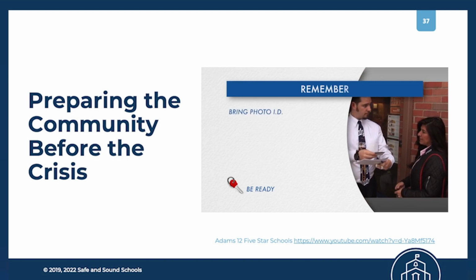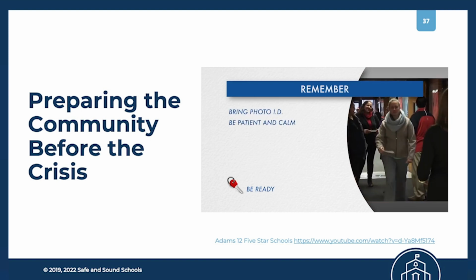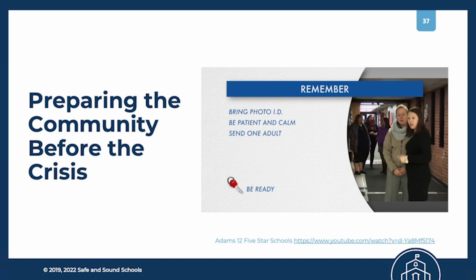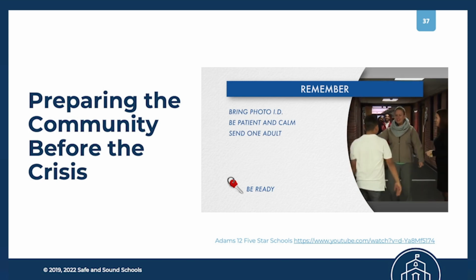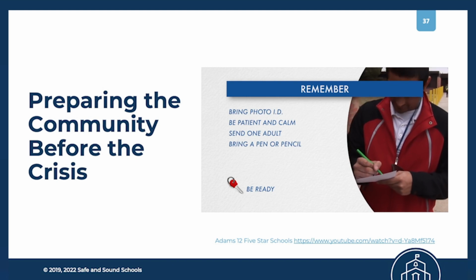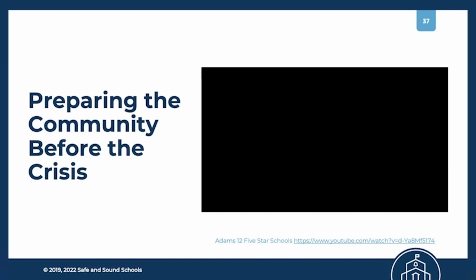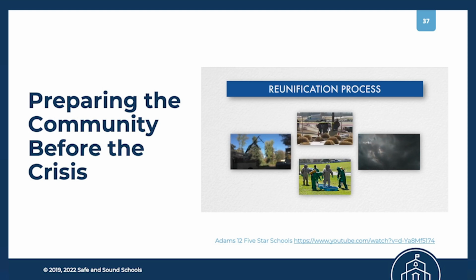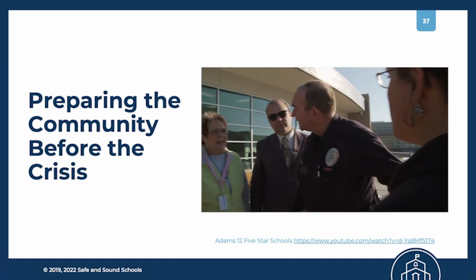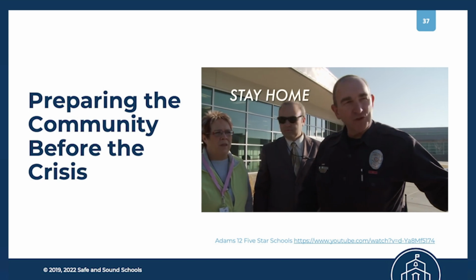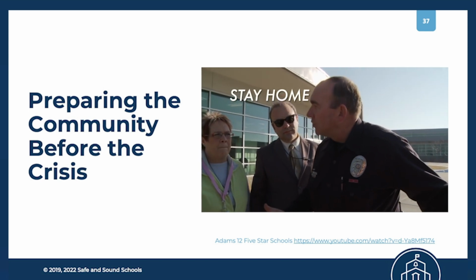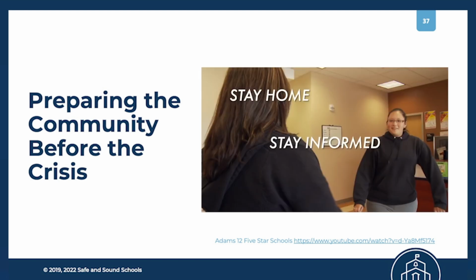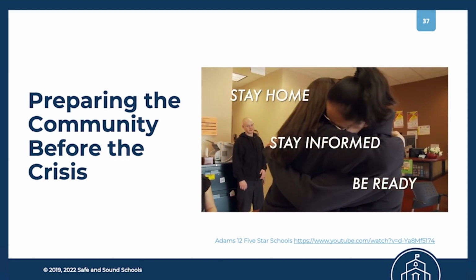Remember, bring your photo ID. Be patient and remain calm. Try to send one adult rather than bringing other family members. Bring a pen or a pencil. In this video, we have told you why it's important to stay home and not attempt to come to the school, how you can stay informed about the situation, how you can be ready for reunification with your child.